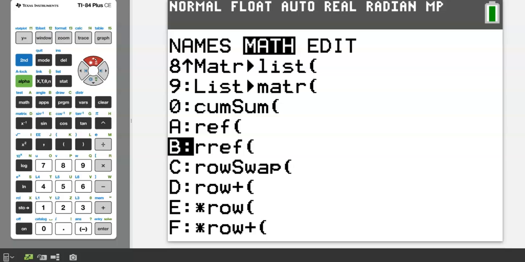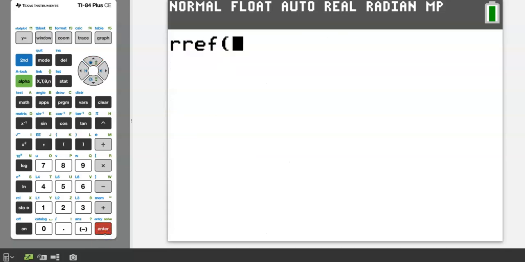Option A is row echelon form. It's not reduced. Option A is not going to help you. You want option B. Okay, so rref, not just ref. Press B. Enter.